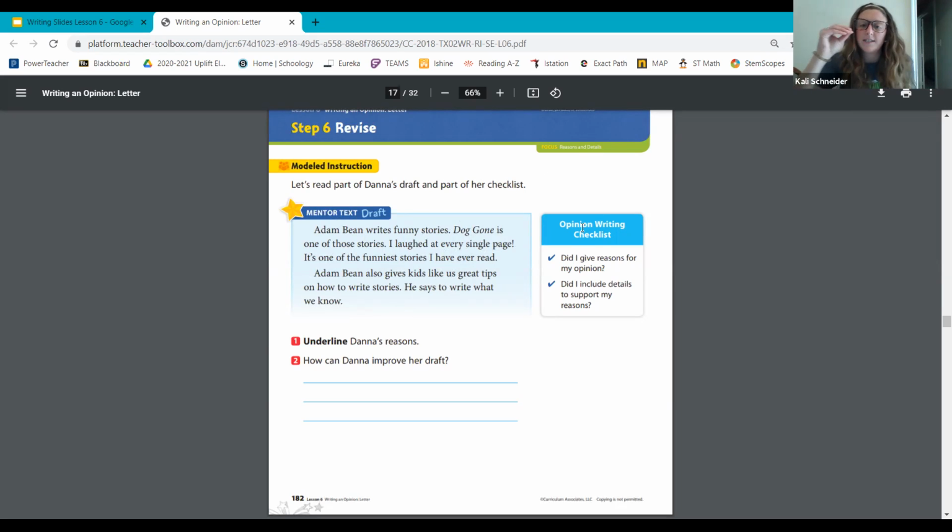Our opinion writing checklist says, did I give reasons for my opinion? Did she? Yes. And did I include details to support my reasons? Yeah. So let's go ahead and look. It says underline Dana's reasons. So let's go ahead and get that green marker, colored pencil, or crayon. And we're going to go through and find Dana's reasons.